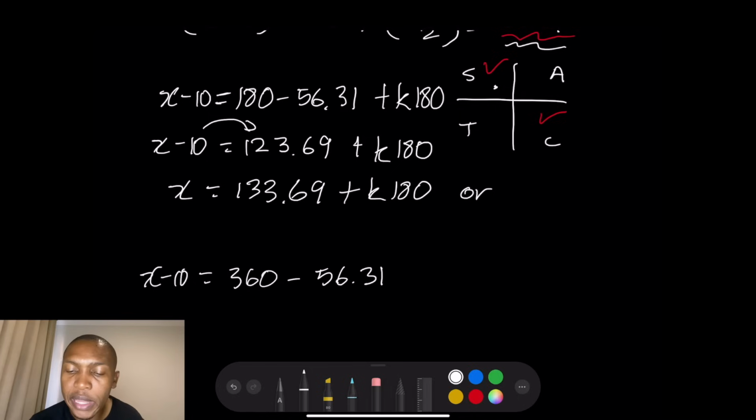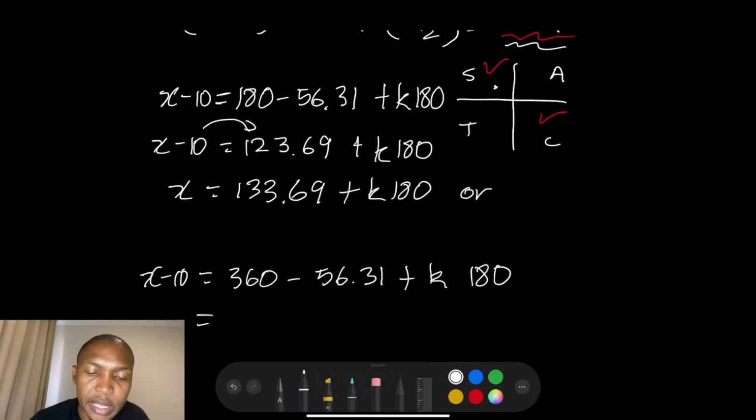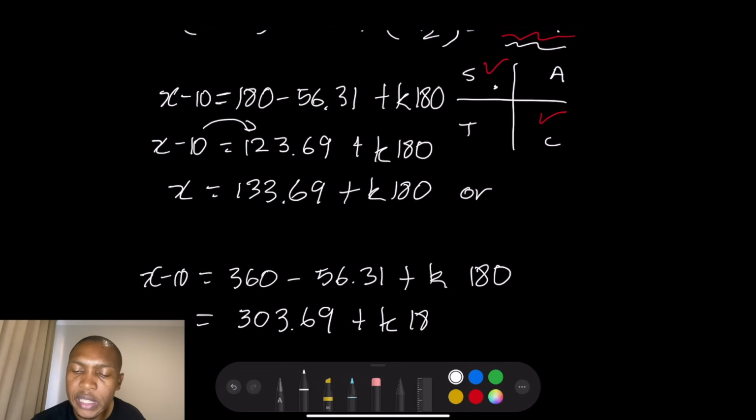So that's x minus 10. Please don't forget that. So this is plus k 180. And this is going to be 360 minus 56.31. And what we get there is 303.69, plus k 180.